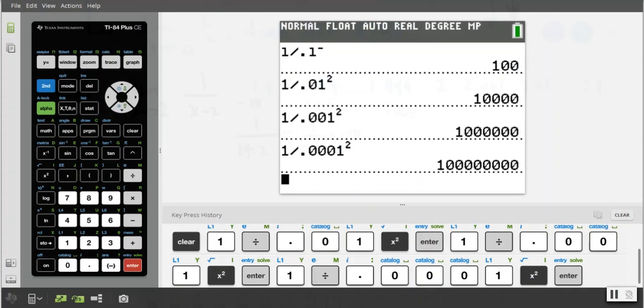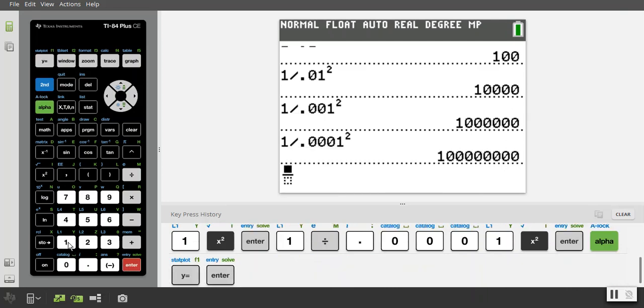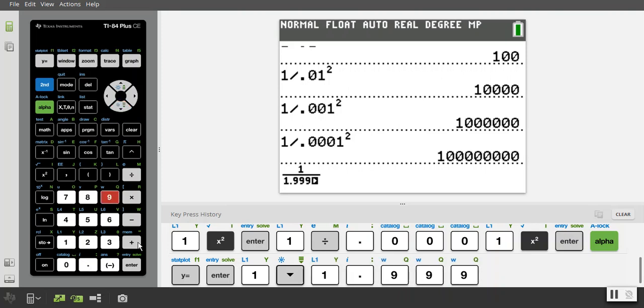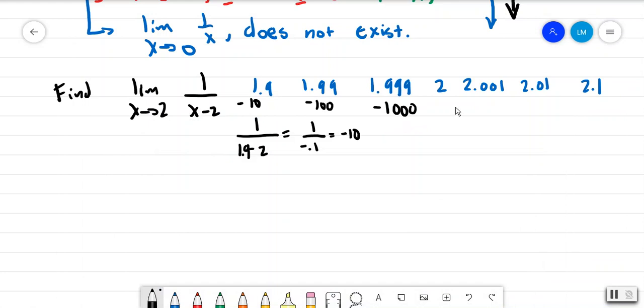We can verify this using our calculator: 1 divided by 1.999 minus 2, and then hit enter, and we get negative 1000. Now, I know that it's undefined at 2, but if you plug in 2.001, essentially you're going to get the same thing, like you'll get 1000 but positive, you'll get 100 but positive, and then you'll get 10, which is positive.